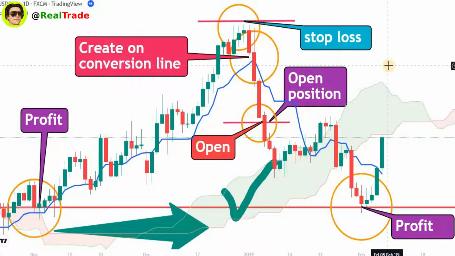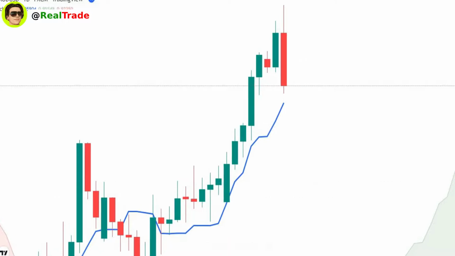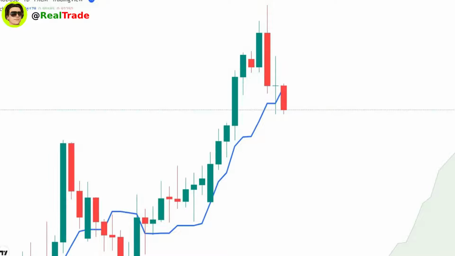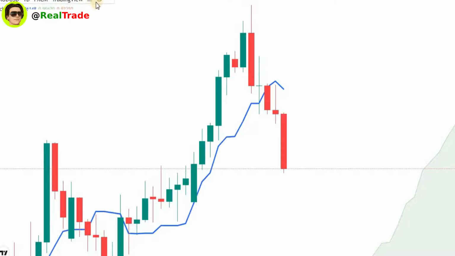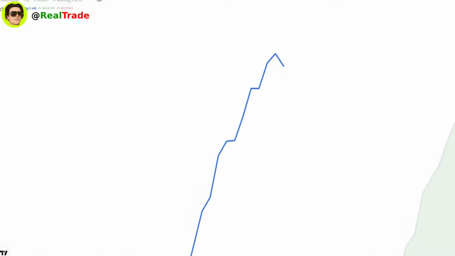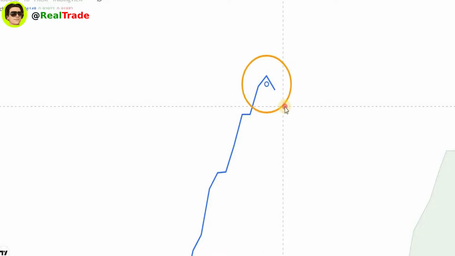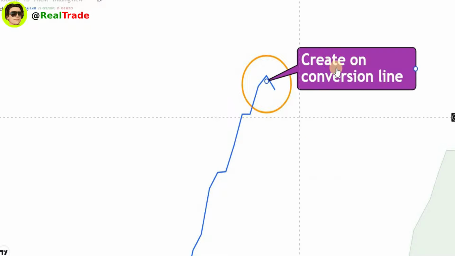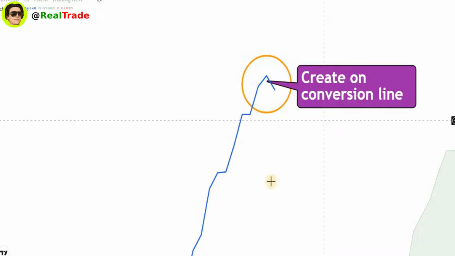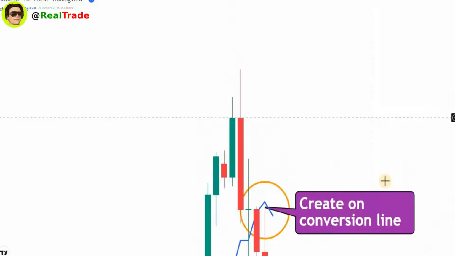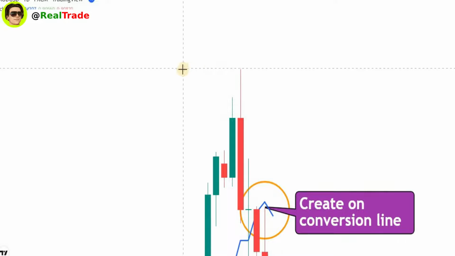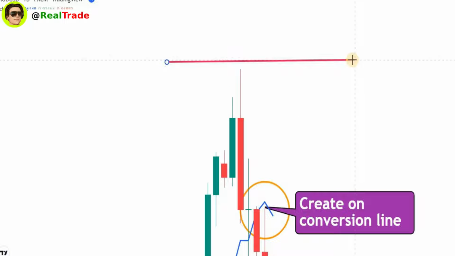This position is great. Continue with another example. For example, this area. Find sell pattern. Yes, a high candle. This pattern on the conversion line. Yes, created on the conversion line, the blue line. The end of the candle is the best stop loss.